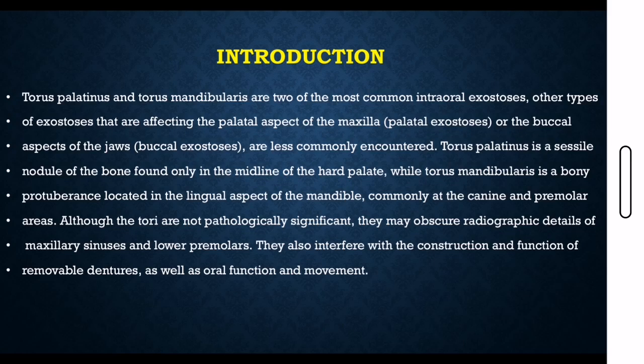Torus palatinus is a sessile nodule of the bone found only in the midline of the hard palate, while torus mandibularis is a bony protuberance located in the lingual aspect of the mandible, commonly at the canine and premolar area.